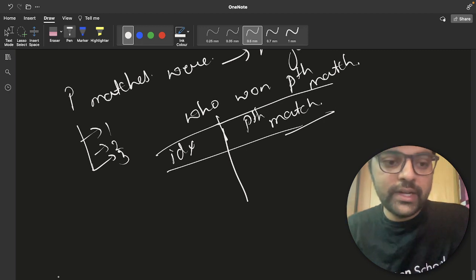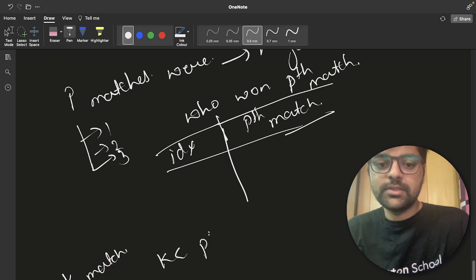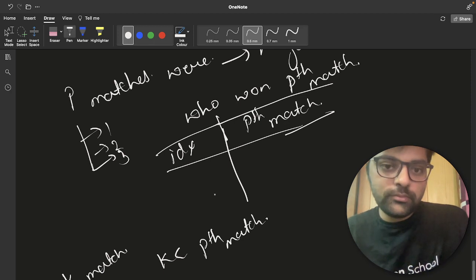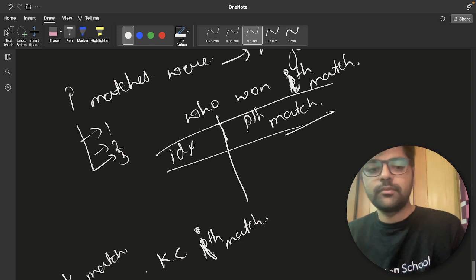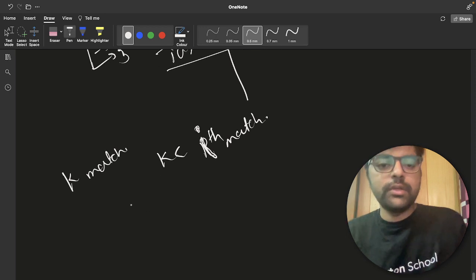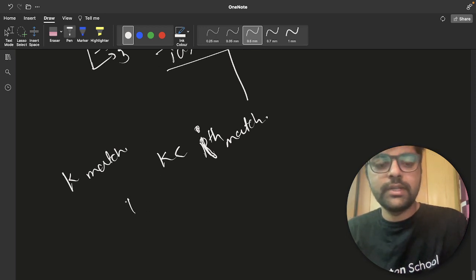Let's say I am finding in k matches how many times p1 wins, and k is less than the pth match of, let's say, the ith match. So k is less than i, right? In this case our answer won't increase, else it will increase.